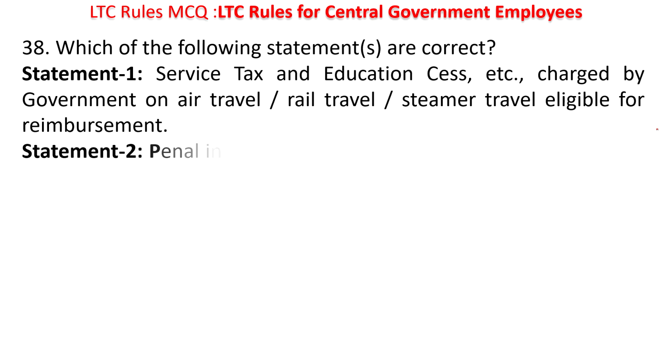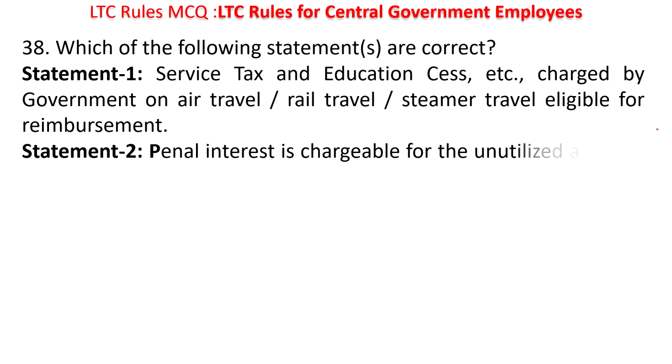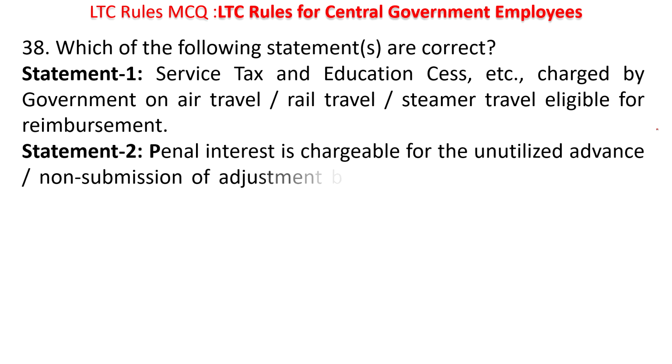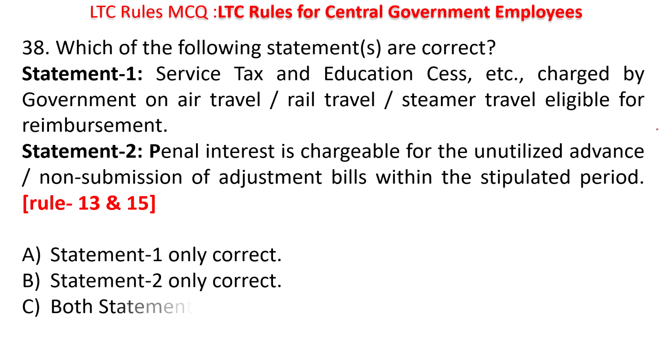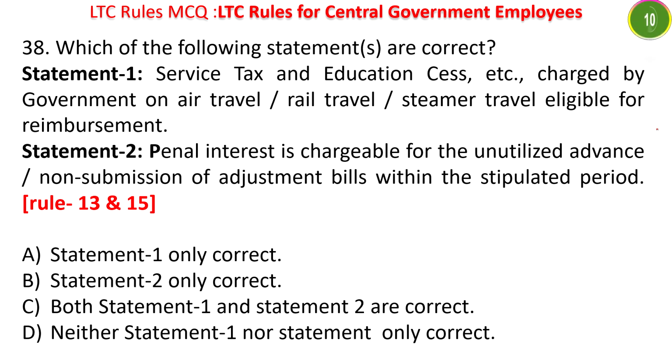Statement 1. Service tax and education cess charged by government on rail, air travel, steamer travel eligible for reimbursement. Statement 2. Penal interest is chargeable for unutilized advance or non-submission of adjustment bills within the stipulated period. Statement 1 correct, 2 correct, both are correct, both are wrong. Your time starts now. Rule 13 and 15 of LTC rules.